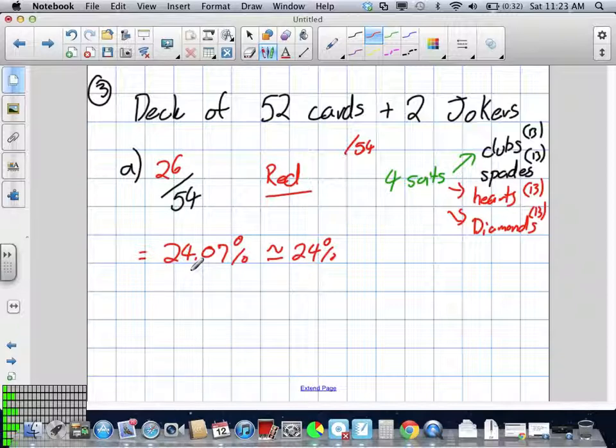So that's good. We'd say that if you were just reaching into a random deck, you have a roughly 24% chance of pulling out a red card. A black face card. So let's talk about that.